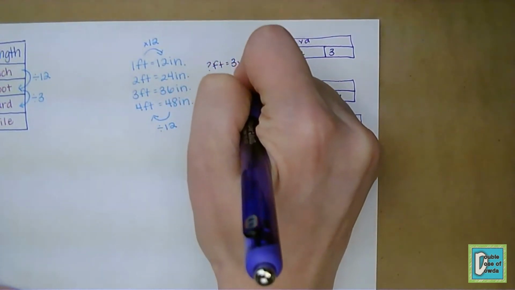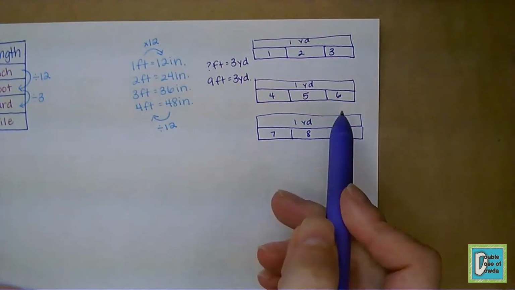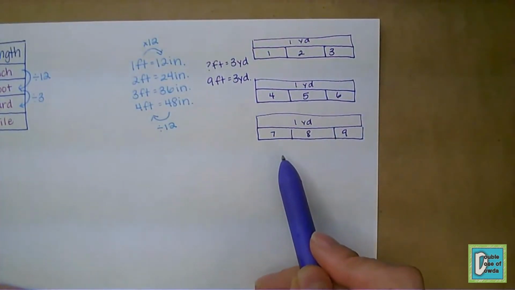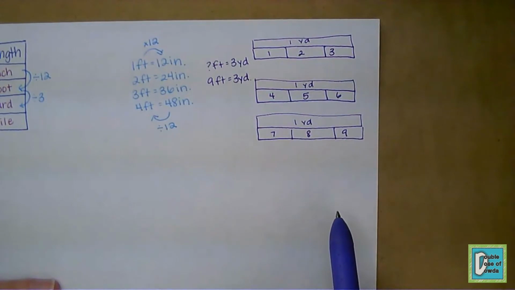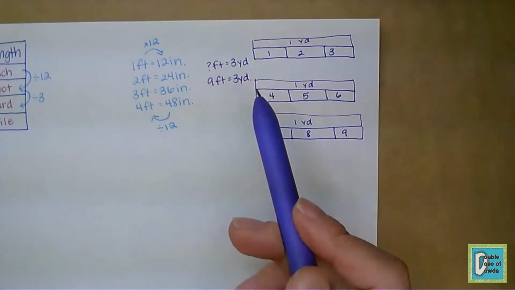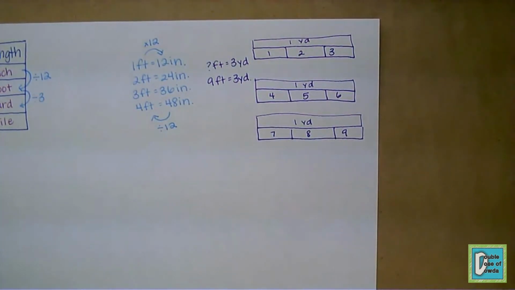equal 3 yards. So again, differentiation, this is a great way to represent the problems if they're not quite ready for the conversion charts on their own.